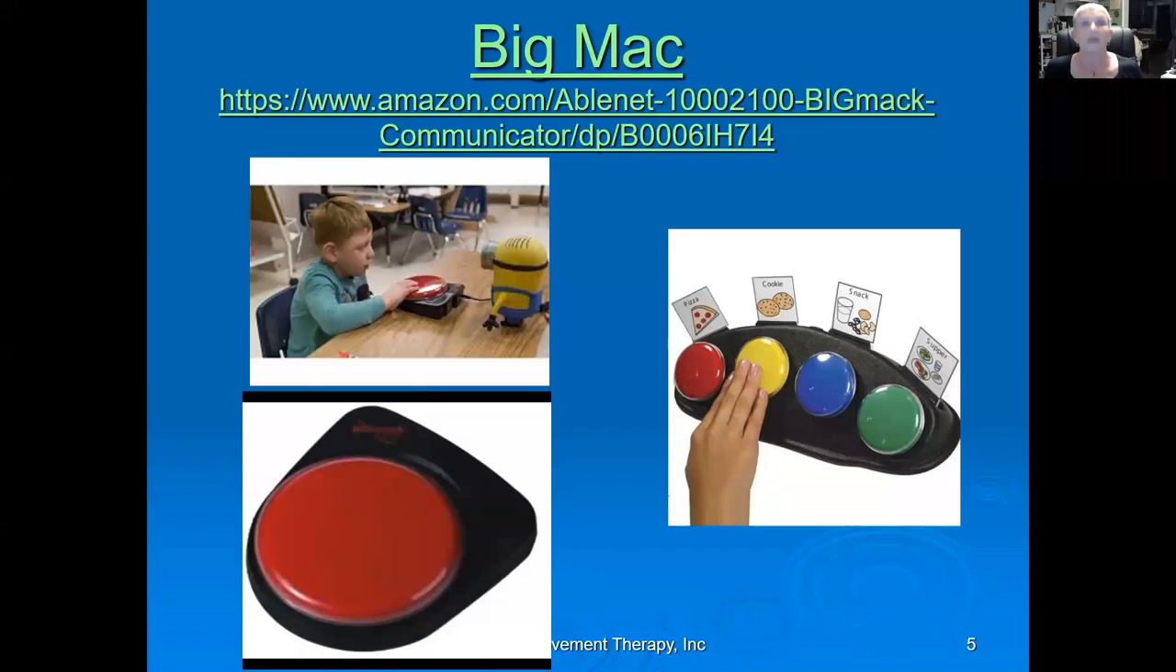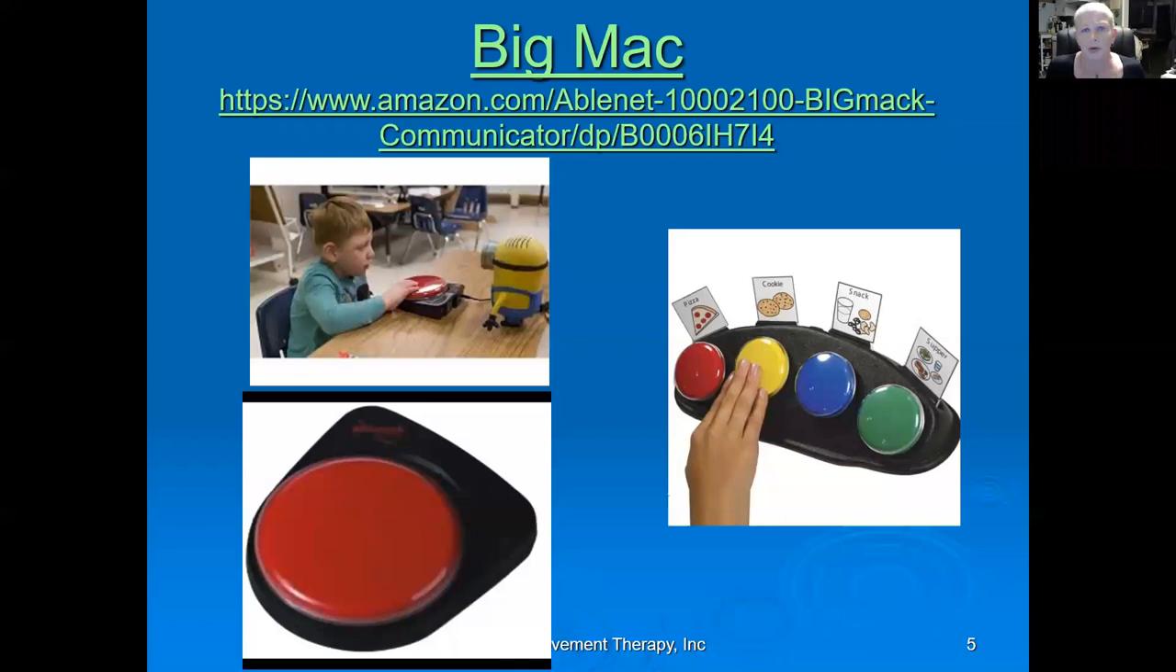And if you want more information on that, you can email me and I can show you how to bring that into your home setting, maybe even have the child take it to school and have their aides and their teachers be using that. That's an Amazon website, but AbleNet is the company that makes all of our communication devices, hundreds of communication devices. All right, so let's move forward.